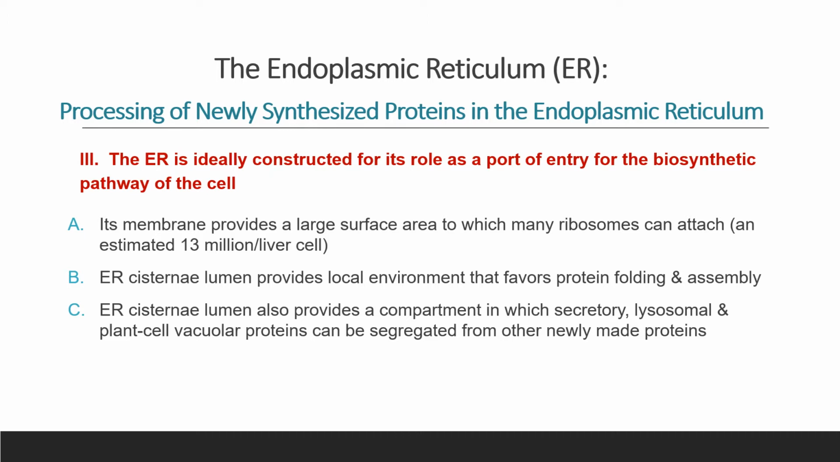So the ER is ideally constructed for its role as a port of entry for the biosynthetic pathway of the cell. Its membrane provides a large surface area to which many ribosomes can attach, and the ER cisternae lumen provides a local environment that favors protein folding and assembly. The ER cisternae lumen also provides a compartment in which secretory, lysosomal, and plant cell vacuolar proteins can be segregated from the other newly made proteins.